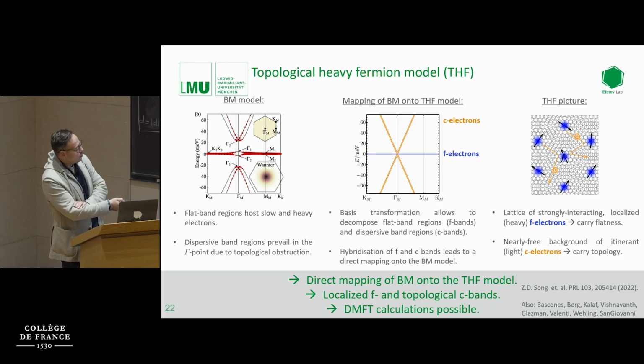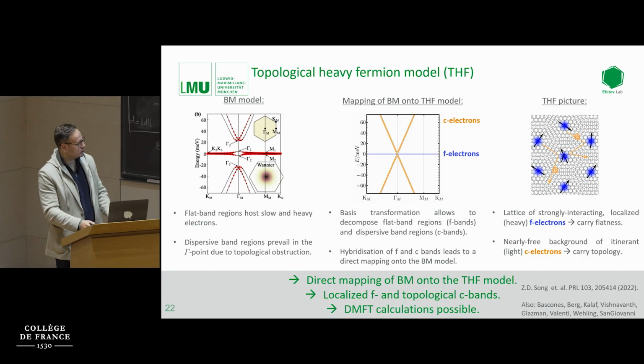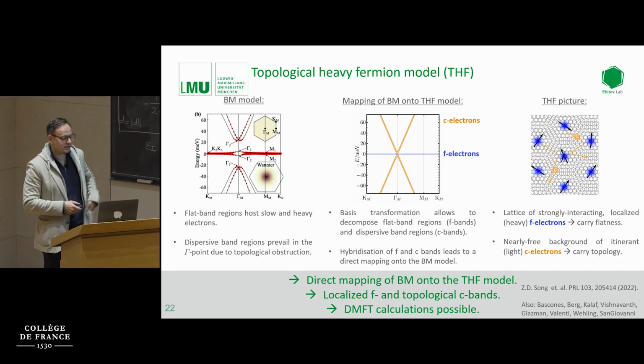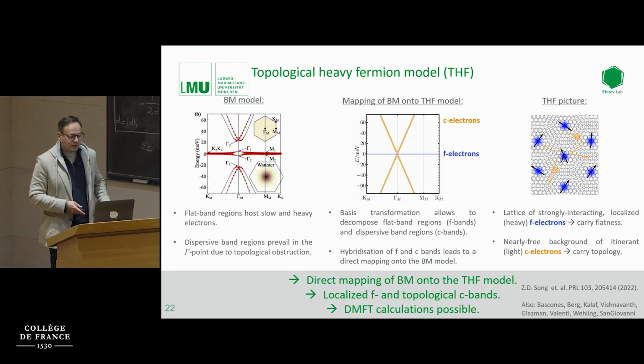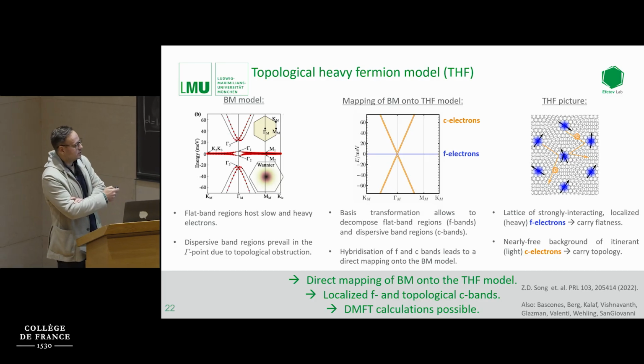Just one word I want to say: the reason these C electrons are still present in the system and don't flatten out is because of topological obstruction. Because the bands are topological, it's impossible to completely kill these dispersive, topological bands. They have to be there, dictated by the topology of the system.